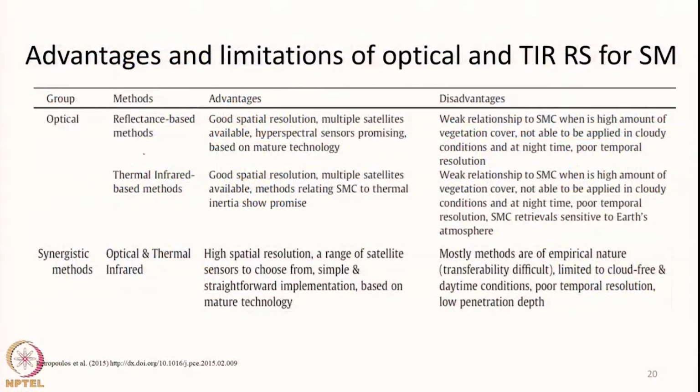First, reflectance based methods. We have very good spatial resolution. Nowadays we have data available at, say, 10 meter resolution, freely available to us. So we can theoretically estimate soil moisture at 10 meters. Multiple satellites are available, and for a very long time, from the 70s onwards, we have a good time series of data. Hyperspectral sensors are promising, yes. So all these things are advantages: very high spatial resolution, multiple satellites, and hyperspectral sensors can provide very good information.